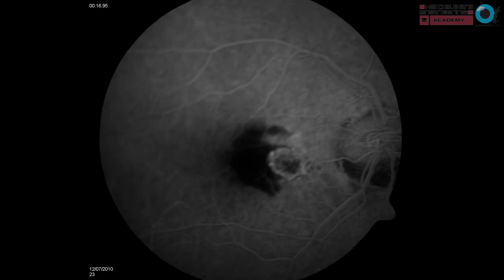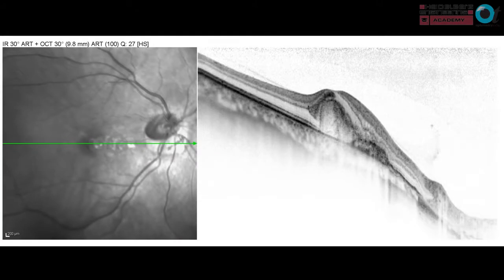This is their fluorescein angiogram, and you can see in the early phase this choroidal neovascular network lighting up early in the fluorescein angiogram. And this is the OCT, so you can see that there's abnormal elevation of the OCT with this large blob of hemorrhage beneath the retina, but you don't see much in the way of fluid.